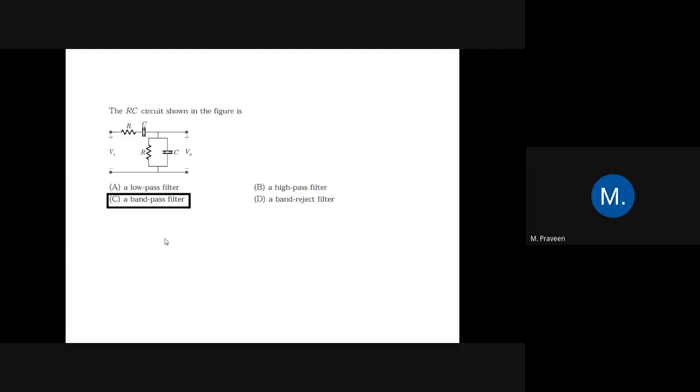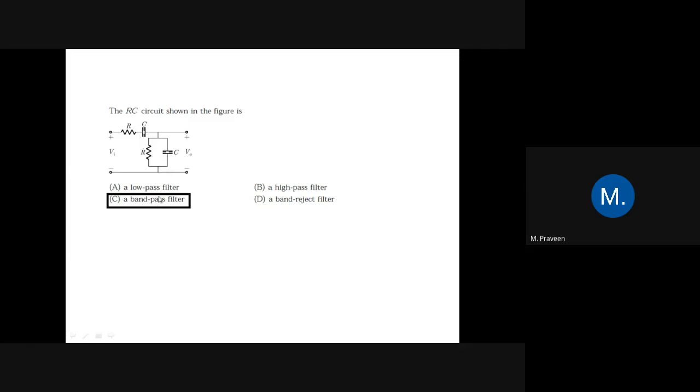In the first method, we can find the transfer function. From the transfer function, if you plot the value of omega, you'll get the graph. From the graph, we can write the answer. In the second method, from the circuit itself, we can write the answer. So this is a high pass filter. This one is a low pass filter. So cascading of a high pass filter and a low pass filter is called a band pass filter.